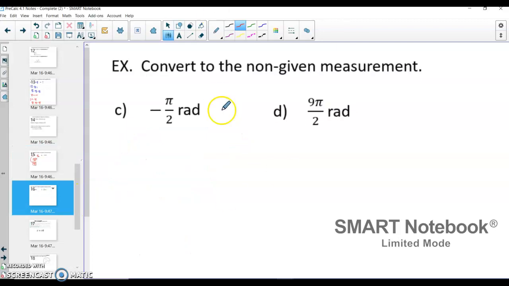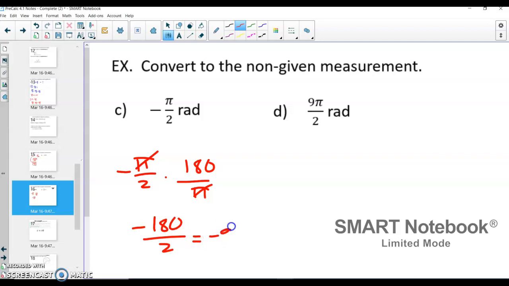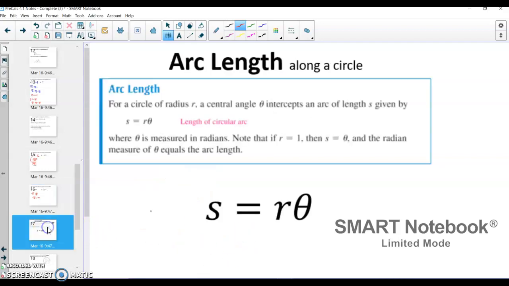Let's go from radians to degrees now. And so I'm going to take this one here, negative pi over 2, and multiply that by 180 over pi. Pi's cancel. This is negative 180 over 2. It's negative 90 degrees. Okay? Again, that method's going to be helpful for us here in the beginning until we have more degree measurements memorized.